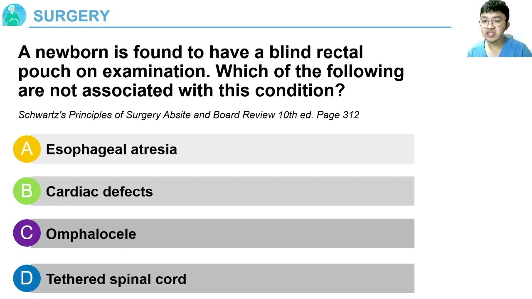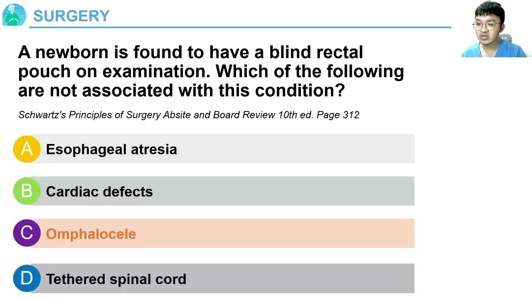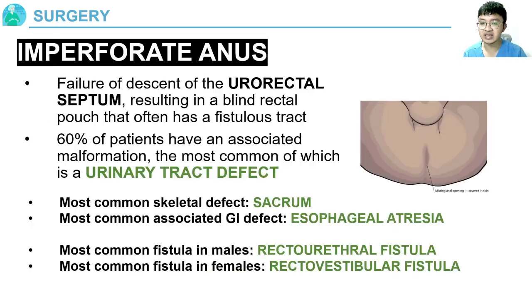Next, a newborn is found to have a blind rectal pouch on examination. Which of the following is not associated with this condition? A. Esophageal atresia, B. Cardiac defects, C. Omphalocele, or D. Tethered spinal cord? If you have imperforate anus, one that's associated with this condition is actually esophageal atresia. So this again is our animation error. The correct answer here is letter A, esophageal atresia.